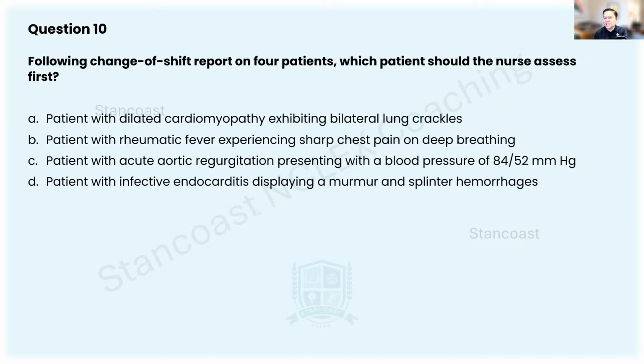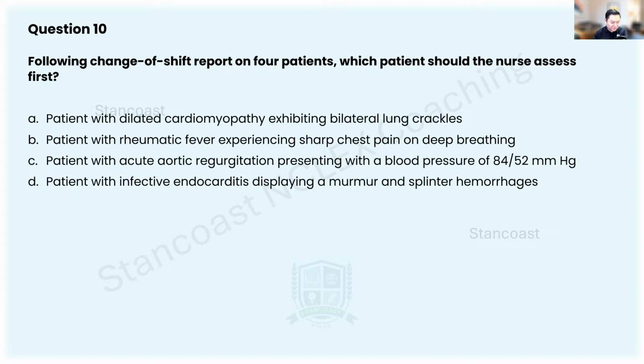Let's tackle number 10. Following a change of shift report on 4 patients, which patient should the nurse assess first? Is it A, patient with dilated cardiomyopathy exhibiting bilateral lung crackles? Or B, patient with rheumatic fever experiencing sharp chest pain on deep breathing? C, patient with acute aortic regurgitation presenting with a blood pressure of 84/52? And D, patient with infective endocarditis displaying a murmur and splinter hemorrhages.